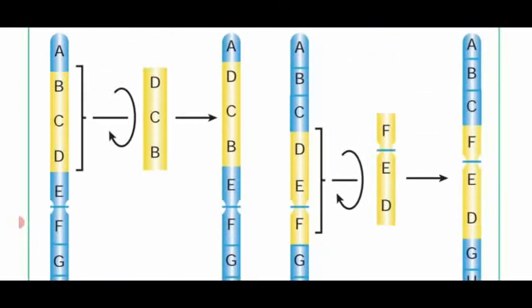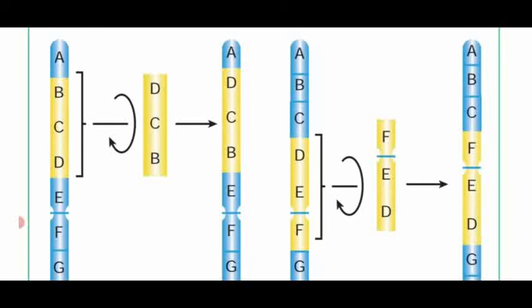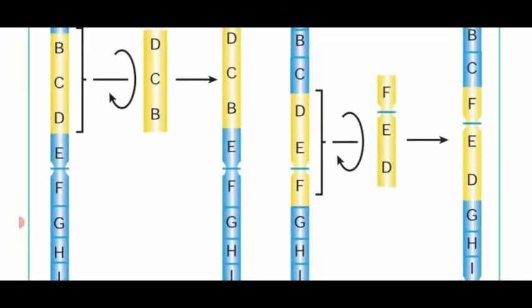Another one is the pericentric inversion. In this inversion, the rearrangement of a gene sequence takes place in the centromere region. That is said to be pericentric inversion. See, this is the first one, the normal gene. The centromere is located between E and F. They have taken the three genes D, E, F. See, including the centromere part, inversion chromosomal aberration takes place. Now these three gene segments are modified into F, E and D.